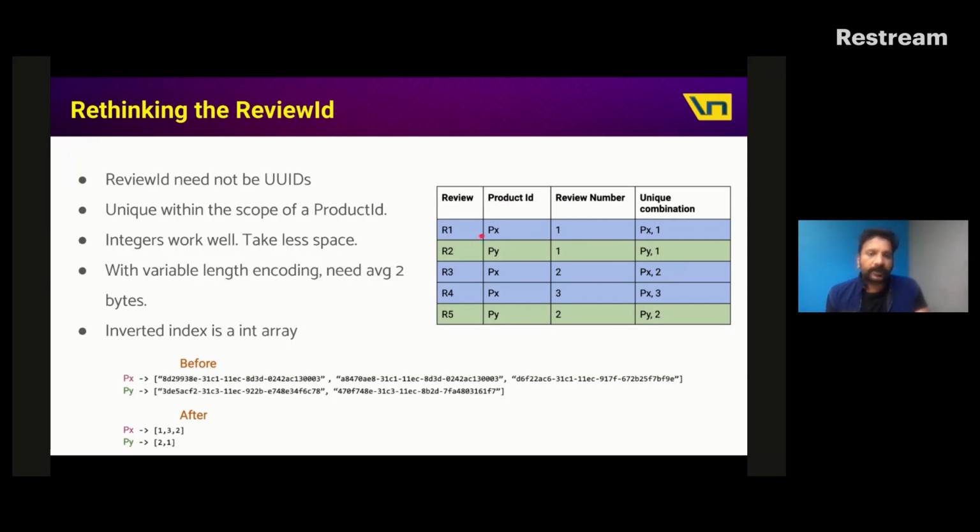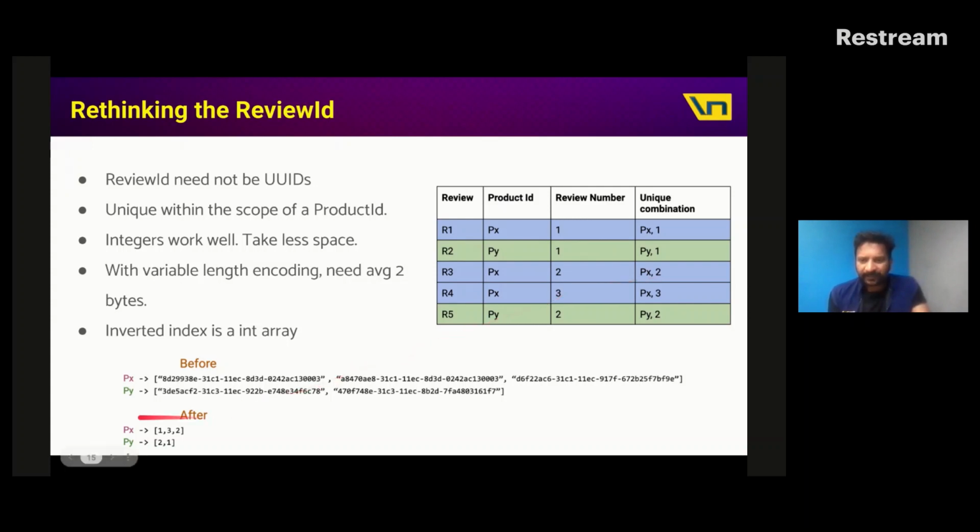So for a product, let's say there are two products, PX and PY. PX is in blue and PY is in green. There are reviews R1, R3, and R4. Rather than storing the IDs as R1, R3, and R4, we only create unique numbers like 1, 2, 3 for the list of IDs that is there for PX, and 1 and 2 for the list of IDs for PY. And a combination of PX, 1 or PX, 2 is unique enough in the entire space.